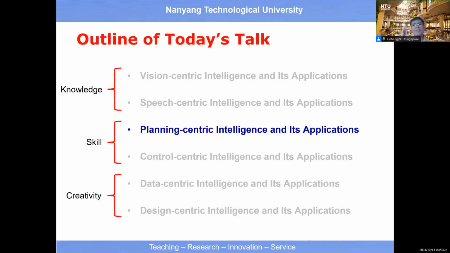Okay, so that's about the two categories of knowledge-centric application with AI. You will see the AI system makes use of a visual signal and the speech signal. Then for skill-centric application, you will see planning and control are very, very important because these are the two important modules inside the outer loop of any intelligent robot.